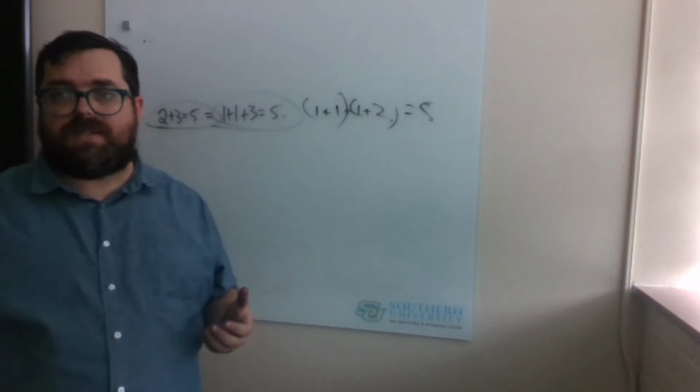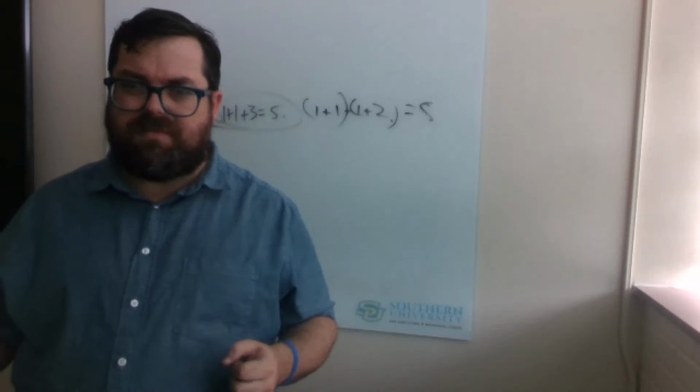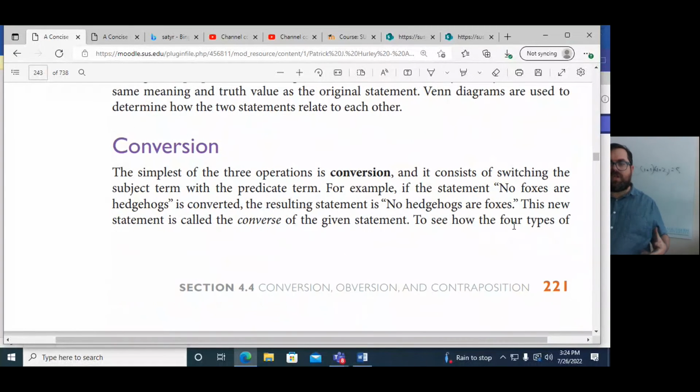Obviously, the A proposition changes, but I'm going to actually reference the book because it's a little easier to keep track of this with the book in mind, right? So conversion is the easiest of these three operations, that what we can do internal to each different proposition. So what I can do here is, if I said no foxes are hedgehogs, that would be converted to no hedgehogs are foxes. Now this new statement we call the converse, right? Likewise, the obverse and the contrapositive.